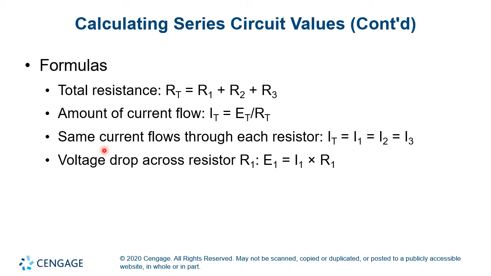Again, the current is going to be the same throughout the system. So if you've calculated a total current flow, that's going to be the same as the current flow in each of the resistors. So I1, I2, I3, same throughout. And then if you want to calculate the voltage drop across an actual individual resistor, you could then calculate the voltage, again using Ohm's law, that it's the current flowing through I1, again, same as total current, multiplied by the resistance, in this case, the first resistor.